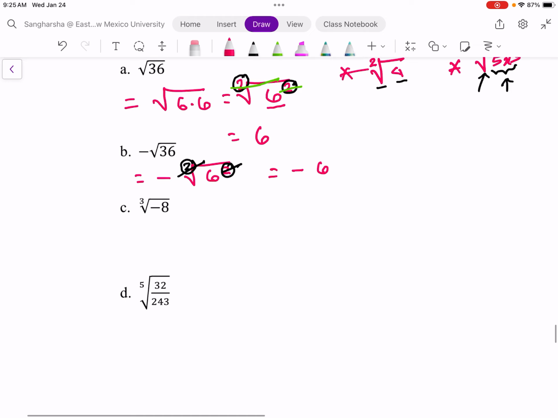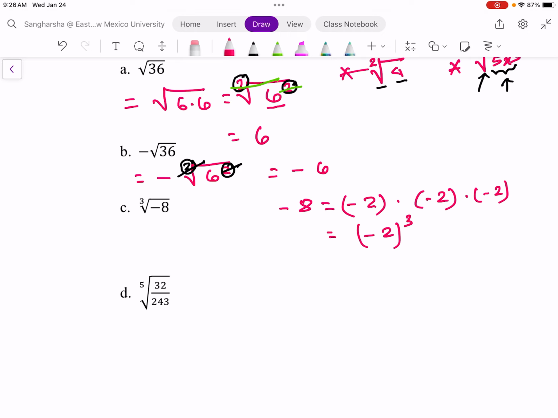In number C, we have the cube root of negative 8. Now what is negative 8 equal to? How can we rewrite negative 8? Negative 8 is negative 2 times negative 2 times negative 2, so this is negative 2 to the power of 3. Let's replace our negative 8 by the cube of negative 2. So we have a cube root, and we have negative 2 to the power 3 for negative 8.